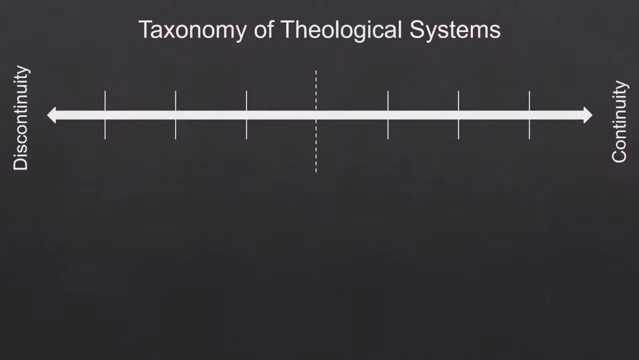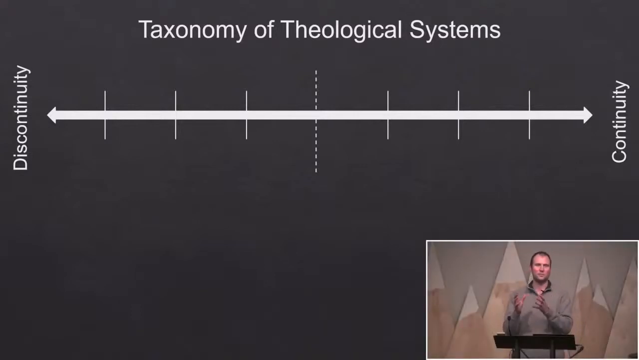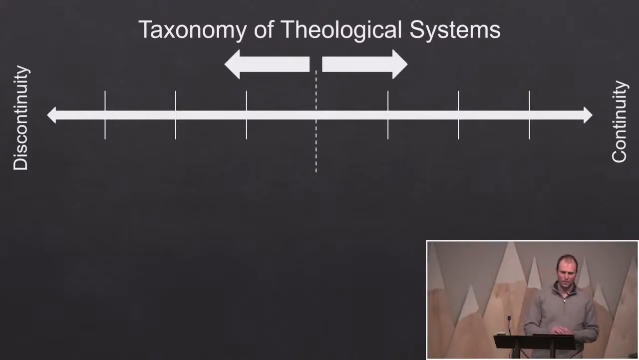Now, let's step back and talk about theological frameworks for interpreting the Bible. I have a chart here that's going to lay out what I'm calling the taxonomy of theological systems. This is just the spectrum of ways, the systems people use to interpret Scripture. And they go in two different directions. One direction goes toward discontinuity, and the other direction goes toward continuity.